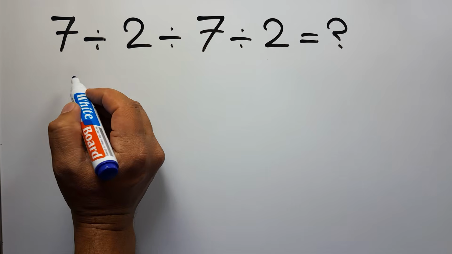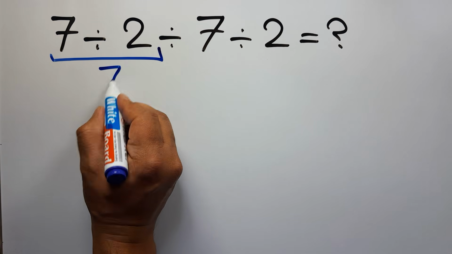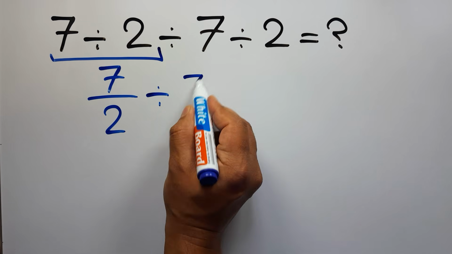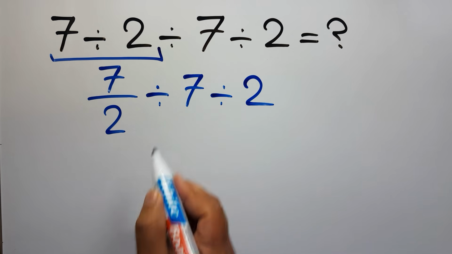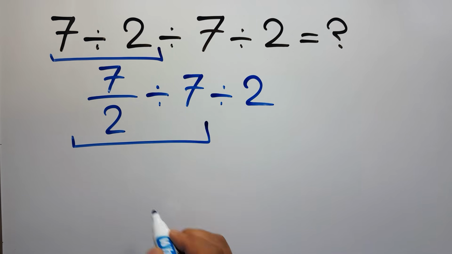So first we have to do this division. 7 divided by 2 can be written as 7 over 2. Then divided by 7 and divided by 2. Okay? Now we have to do this division: 7 over 2 divided by 7.